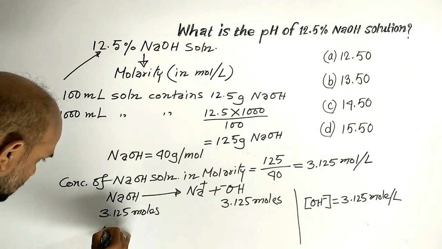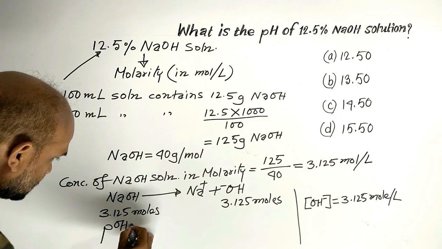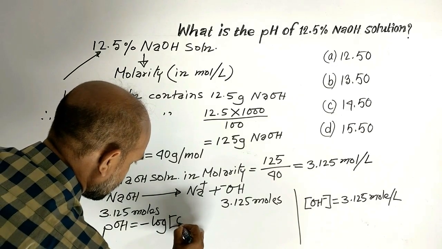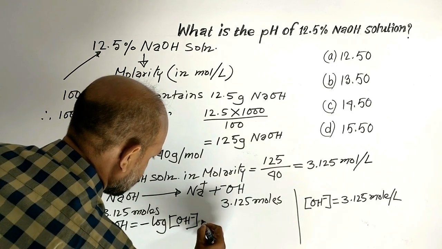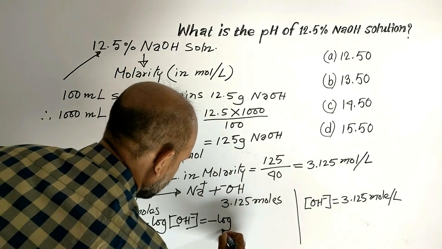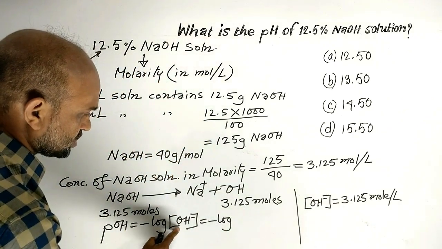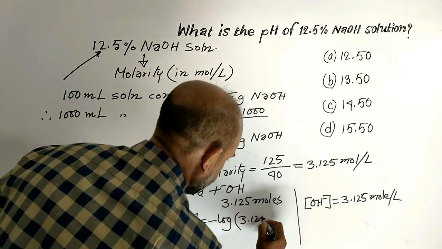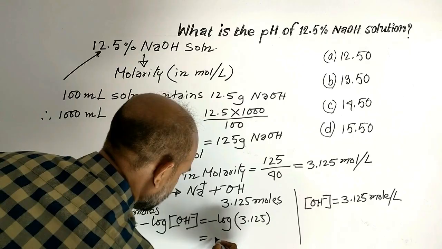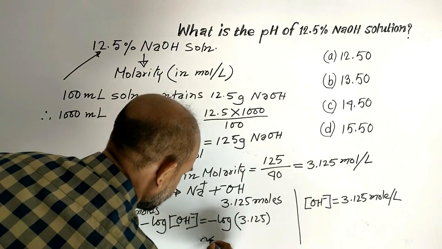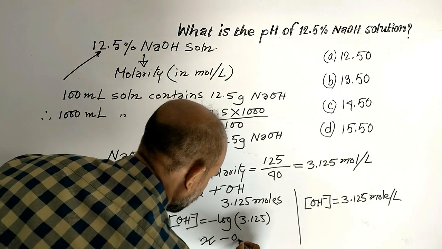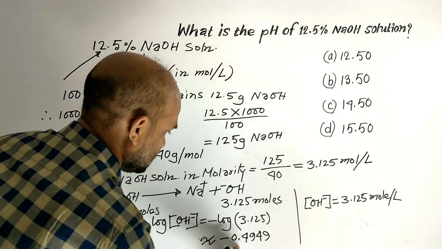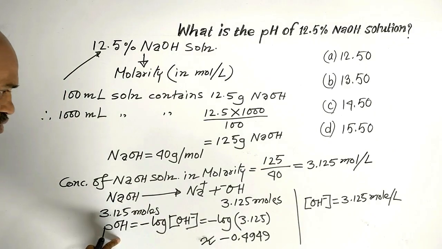We know pOH is equal to minus log of concentration of hydroxide ion. Minus log of what is the concentration of hydroxide ion? This 3.125. This is equal to approximately minus 0.4949. This is pOH.